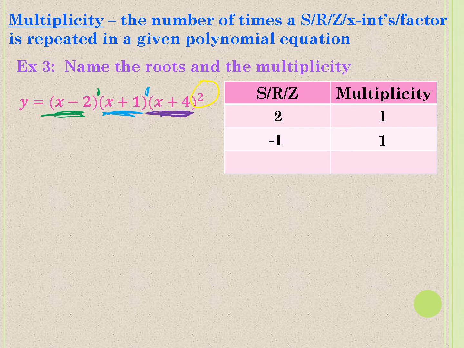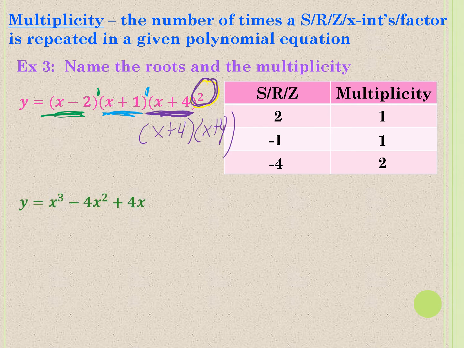Now, the last one, x plus 4. X plus 4 means that my root is negative 4, but it has an exponent of 2. So that means its multiplicity is 2, because basically that's like x plus 4 times x plus 4. That factor shows up twice. Now multiplicity is going to play a part in another feature of the graph, but we'll talk about that in just a second.